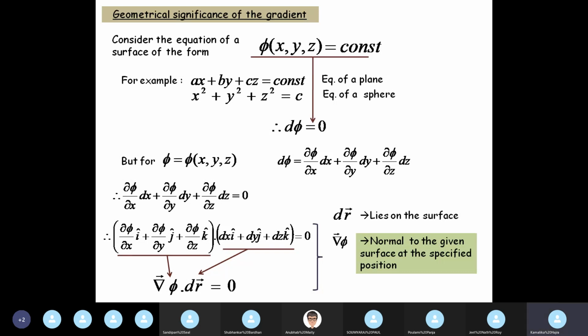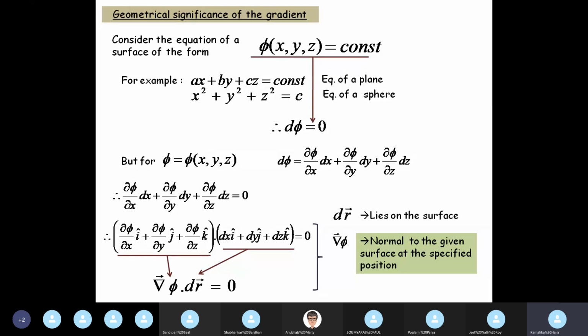Okay. So physically we saw that if phi represents a scalar field, then grad phi gives us the direction of fastest change of the field phi at a given position. On the other hand, geometrically we see that if phi equal to constant is the equation of a particular surface, then grad phi at a position on the surface will give me the normal to the surface at that point. Clear? So now we know how to find the gradient of a function.